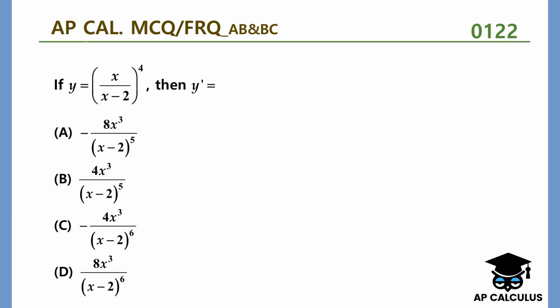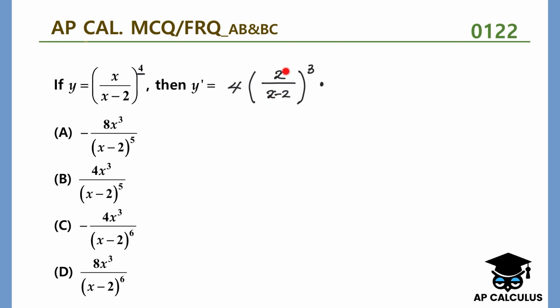Question 122. We have y is equal to (x over x minus 2) to the power of 4. Then what is the derivative of this function, right? Okay, y prime is equal to, here we have a power, so we're going to have to apply the power rule first. So 4 times, leave the expression inside of the parentheses, to the power of 3, 4 minus 1. And multiply by the derivative of this expression right here. That's a chain rule, right?